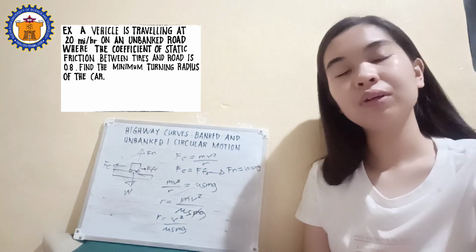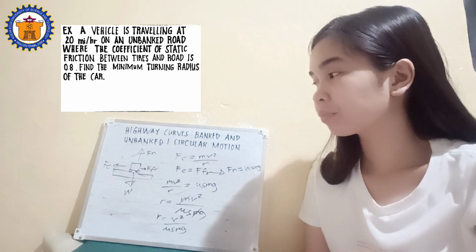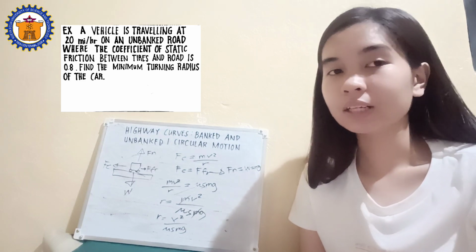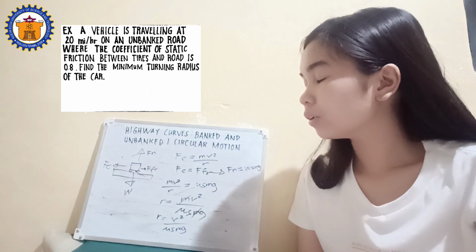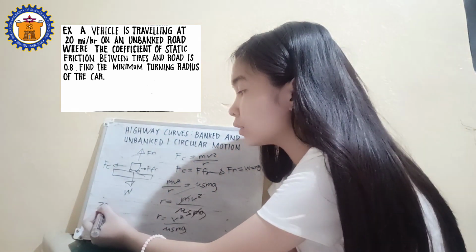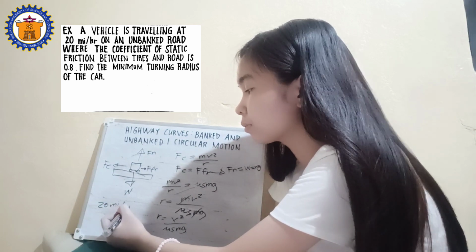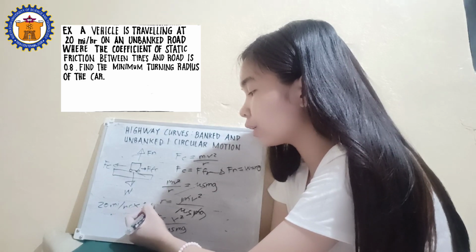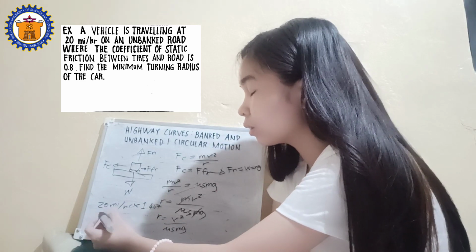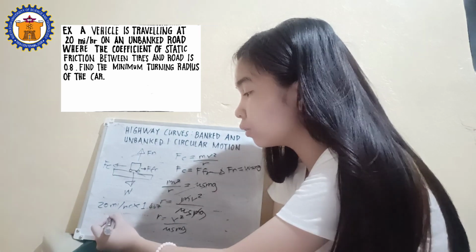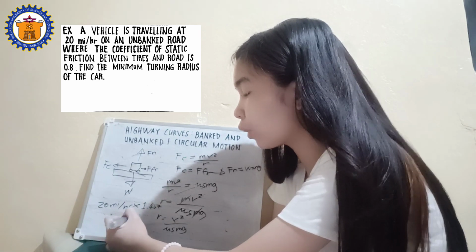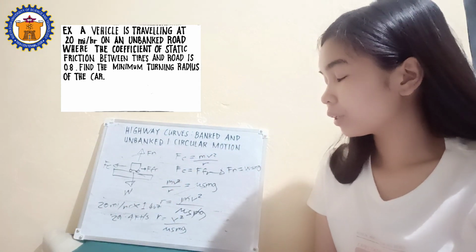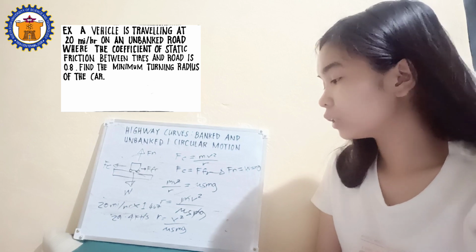And since the given is 20 miles per hour, let's first convert the 20 miles per hour into feet per second. To convert that, we multiply 20 miles per hour by 1.467, and we get 29.4 feet per second. So, we have converted it to get the radius.